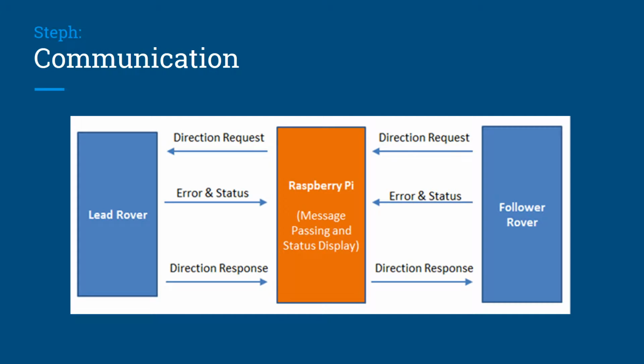The overall communication model uses the Raspberry Pi as a router that is responsible for passing messages to and from each rover. This router ensures that all messages arrive at the correct destination, given the message type and source. Extensive testing was done on this communication system to ensure its reliability and robustness.